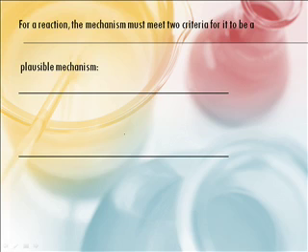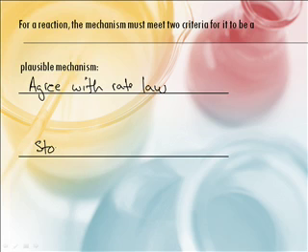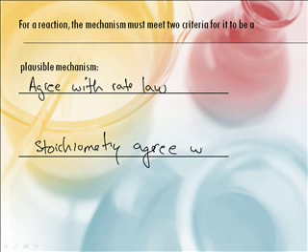For a reaction, the mechanism must meet two criteria for it to be a plausible mechanism. Number 1, it must agree with the rate law. If it doesn't match the rate law, it's not a viable mechanism. And it also must have the stoichiometry agree with the overall reaction.